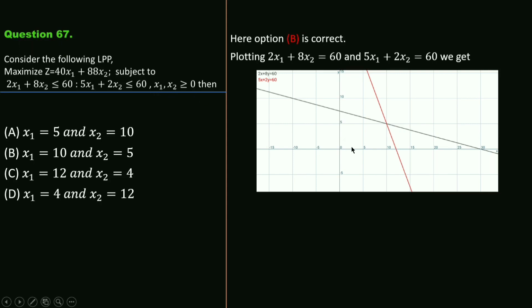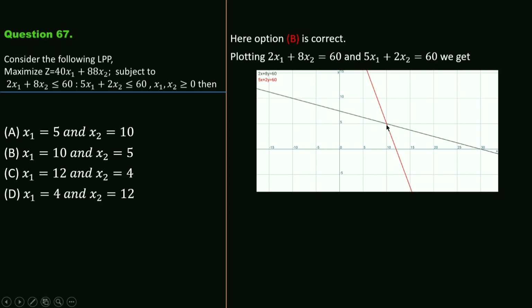So this one is the intersecting point, and subject to the condition x1 and x2 greater than 0, this region is the feasible region. So observe that if I take this point, this point, this point and this point, the maximum value of z equal to 40x1 plus 88x2 is given by one of these points. At one point x1 is 0, at another x2 is 0, and at the origin x1 and x2 are both 0, so the z value is 0. In the other cases we get smaller quantities.